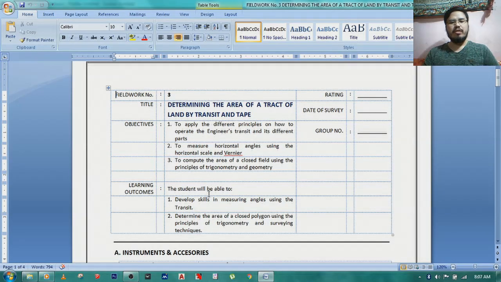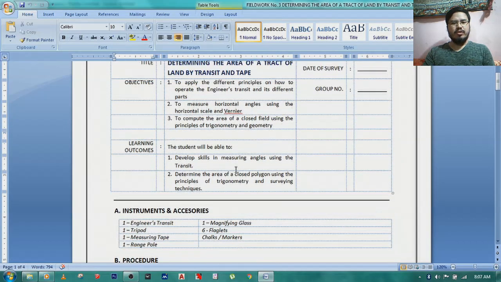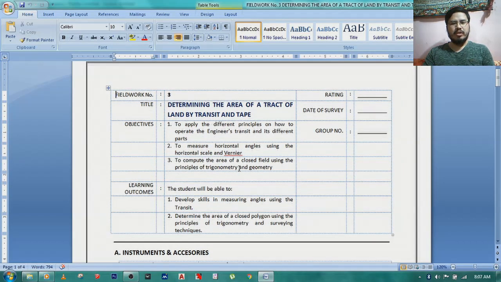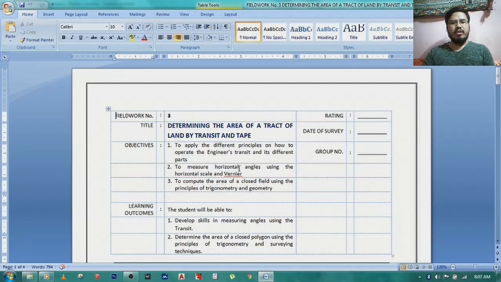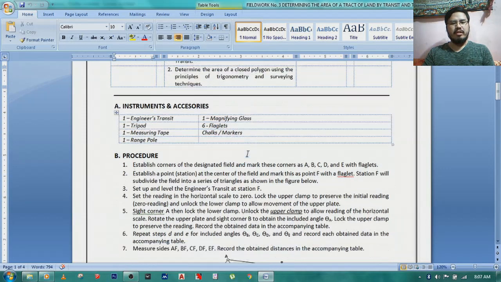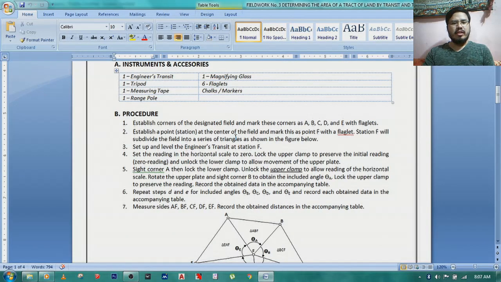It is, however, very unfortunate for us, class, that we cannot perform this fieldwork because of our situation today. So all you have to do is get acquainted with the procedure, and somehow in your career you will be able to determine the area of a certain tract of lot using this procedure. Okay, so we have this procedure.